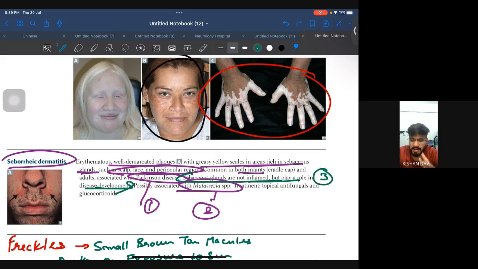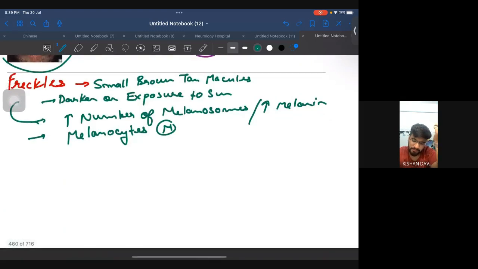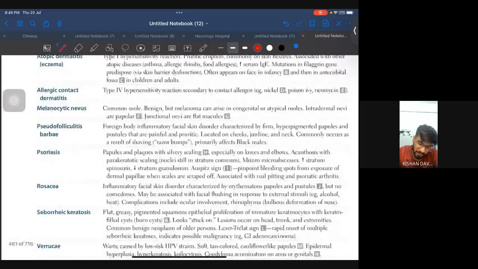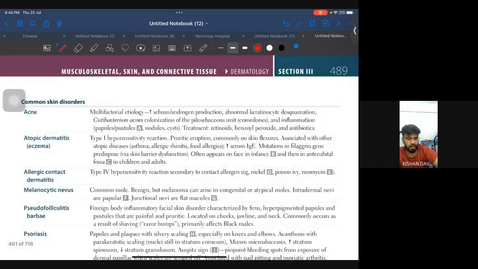All right. These 3 points are very important when you are diagnosing seborrheic dermatitis, and look at this image. You are done with the problem. Okay. Two causes are very important. One, it is associated with Parkinson. Second, associated with Malassezia species. Okay. Moving ahead. Common skin disorders. Each and every disorder is very important here. Okay. So let's just see them one by one.